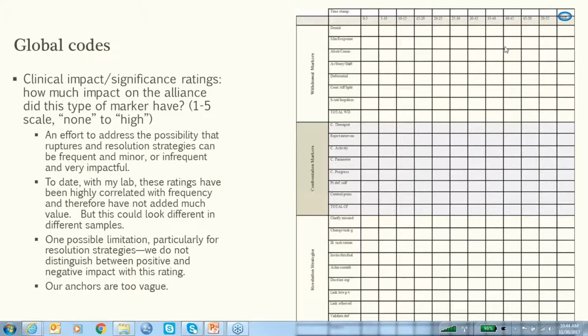So a therapist could use a resolution strategy, clarify misunderstanding, let's say, and if that worked well, maybe it had a huge positive impact on the alliance. Now things are going great. If it didn't work well, maybe it had disastrous results that still had a huge impact on the alliance. And our current scale doesn't allow you to differentiate between positive and negative impact. So that's something we want to think about for revising the measure in the future. Also, our anchors for our 1 to 5 scale are rather vague, so we're still working on coming up with better descriptions to help people discriminate between what's a 1, a 2, a 3, etc.